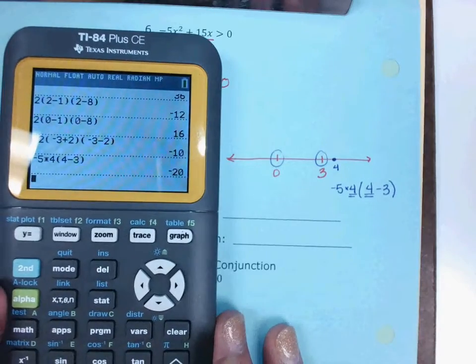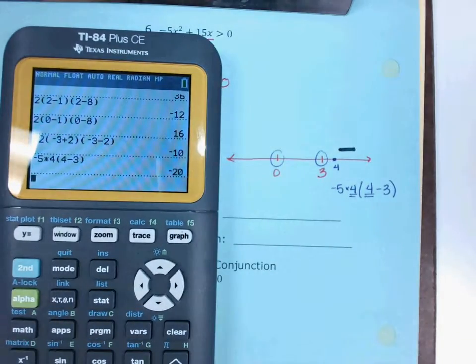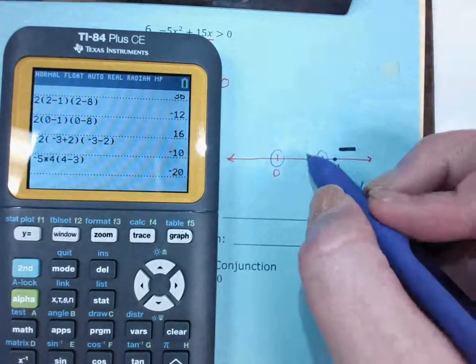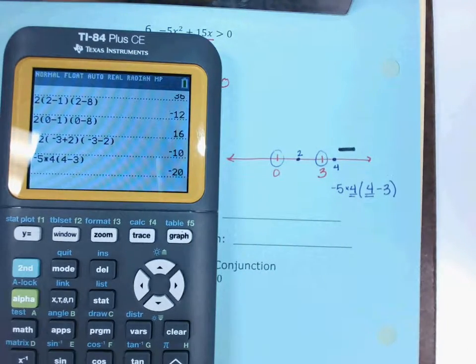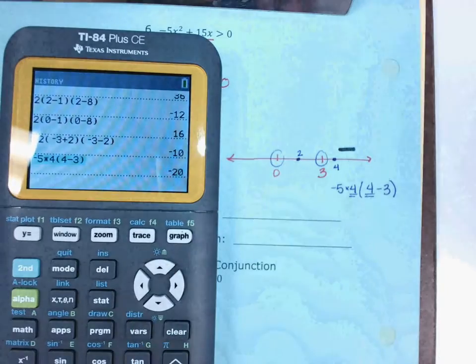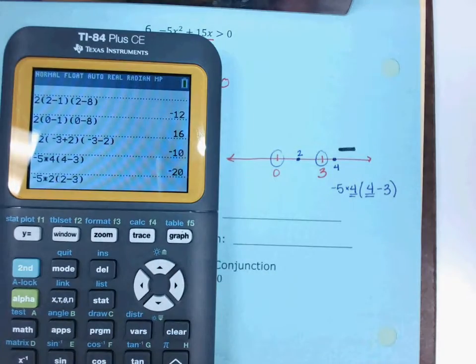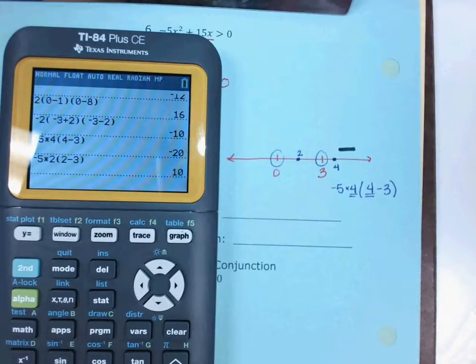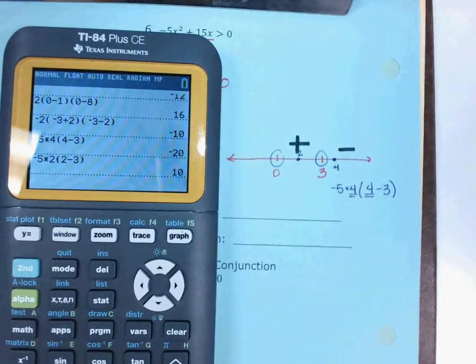My answer came out to be negative 20, so I'm marking that section with a negative. Between 0 and 3, what could I choose? 2, sounds good. You also could have picked 1 or 2.5 or whatever you want. Then I'm going to be lazy, copy it, and change my 4's to test the number 2. Negative 5 times 2, 2 minus 3. I got 10, what am I marking, plus or minus? Okay, check the last one.